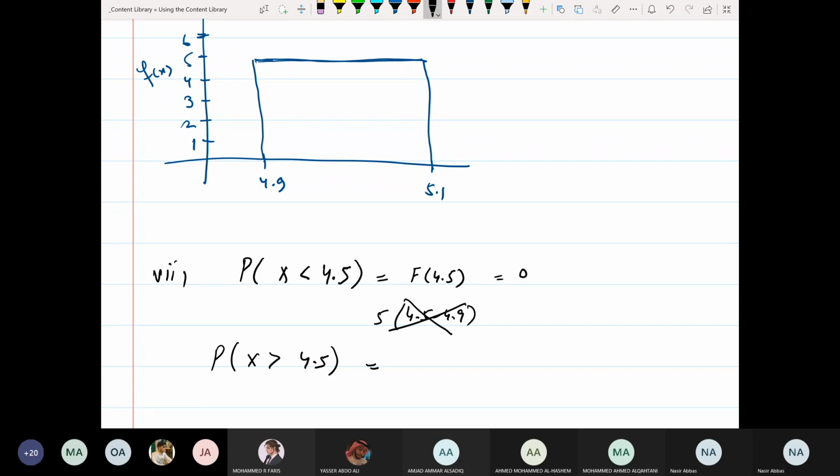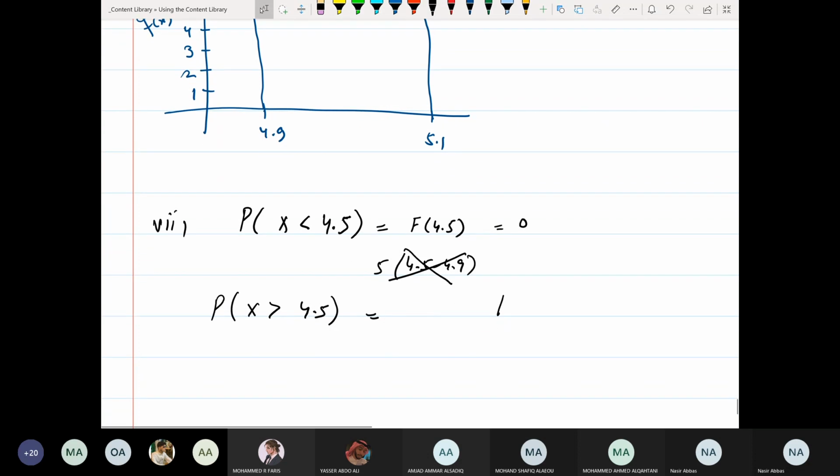Muhammad Faris. Give me the final answer. Probability of x greater than 4.5. 1 minus F of 4.5. And final answer? Muhammad Shafiq. It will be 1. All the values of x are above 4.5. So for sure, x will be more than 4.5.